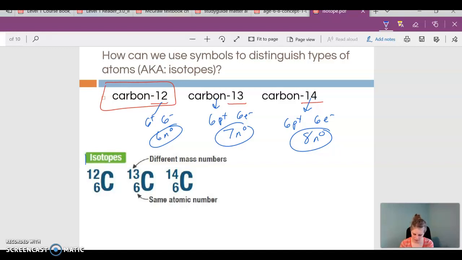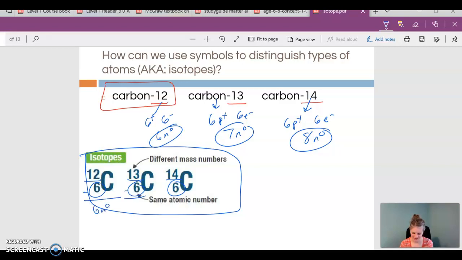We can also show that by doing isotopic notation, which is this bottom part. The bottom number is always going to be your atomic number, but the top number is going to be your mass number, and it changes. Which is nice because then you can do 12 minus 6 and you get 6. That's the number of neutrons. It makes for quick math doing it this way.